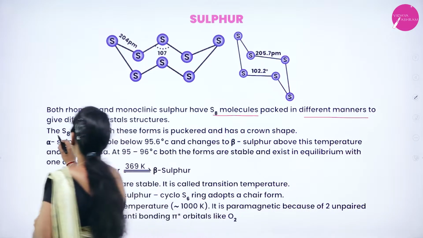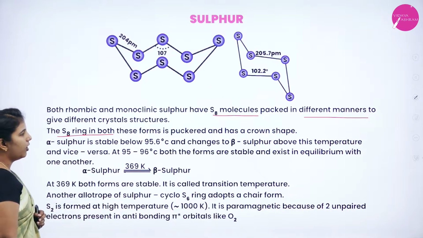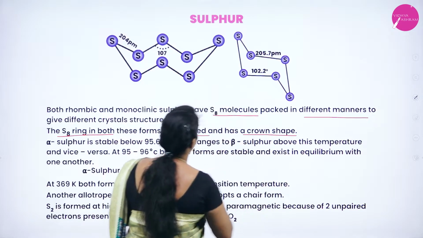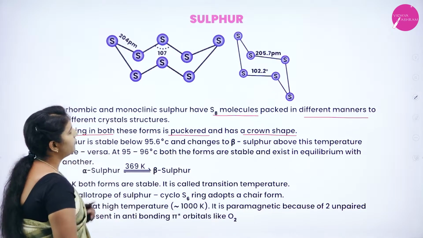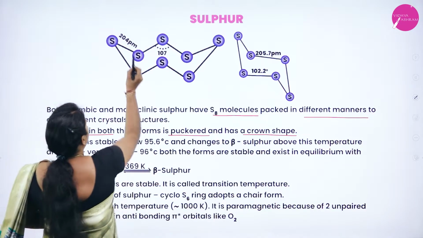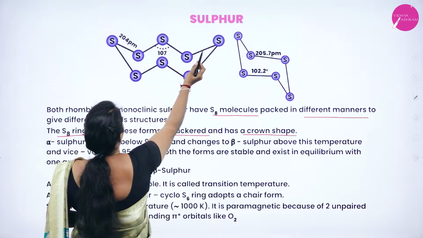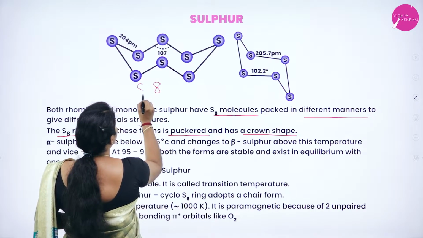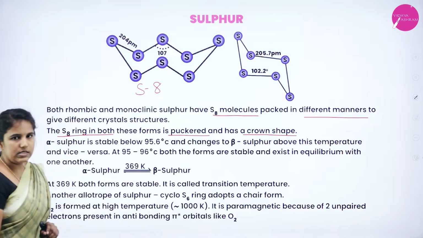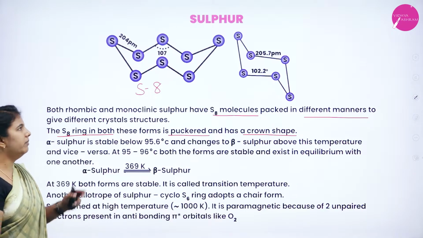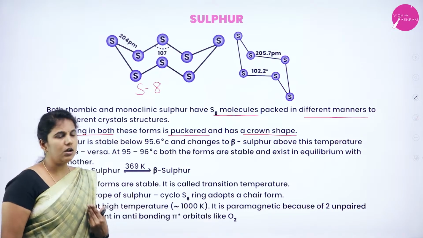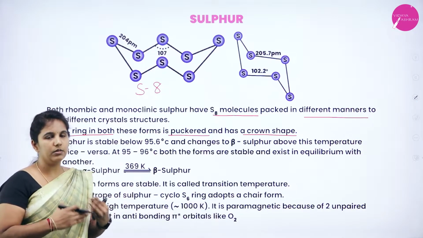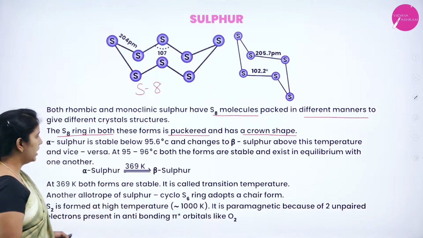The S8 in both of these forms is packed to give a crown shape. You can see that in the first structure there are 1, 2, 3, 4, 5, 6, 7, 8. So, 8, yes, that is nothing but the 8 sulfur atoms, or you can say molecules also. They constitute to give a crown shape to the rhombic sulfur.